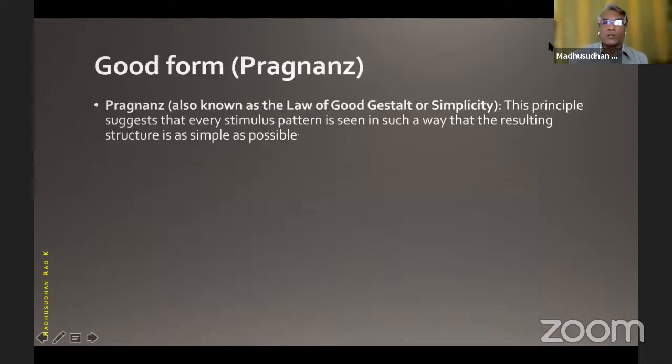Okay, now good form. This is also known as the law of good Gestalt. The principle suggests that every stimulus pattern is seen in such a way that the resulting structure is as simple as possible.